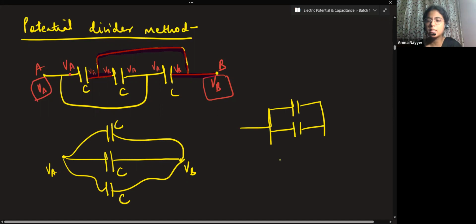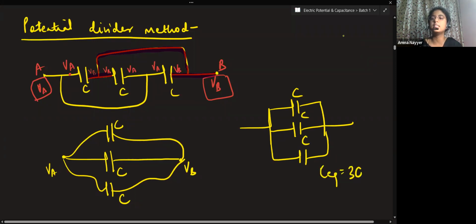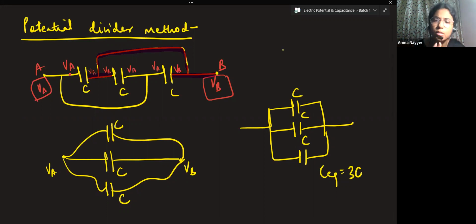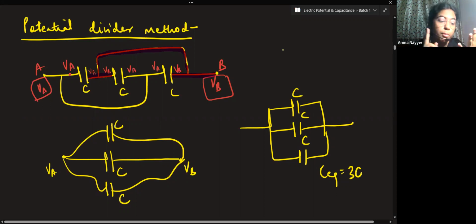3 capacitors are connected in parallel. So C each, which means the net equivalent capacitance will be 3 times C. I'm repeating again, then I'll give you a question also. We'll do a question in this manner, based only on the potential divider method, so that you understand how to apply the potential divider method and when to use short circuit.